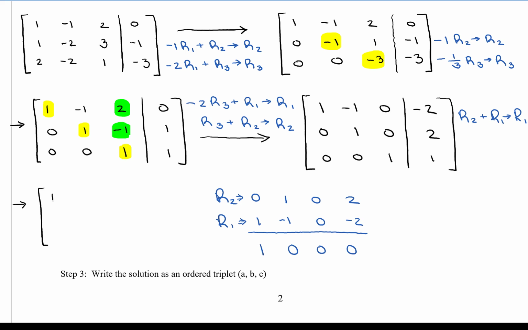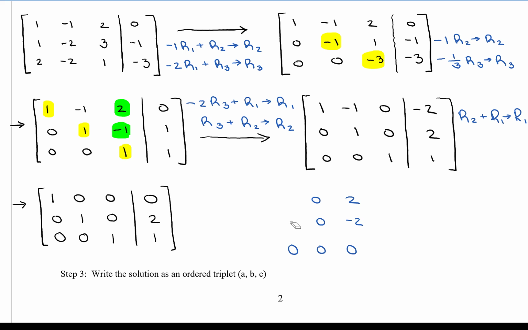1, 0, 0, 0. My row 2 is 0, 1, 0, 2. My row 3 is 0, 0, 1, 1. Now I'm going to close my square bracket, and I'm going to draw my little vertical line segment here separating my coefficient matrix from my constants. And now I'm going to erase the work that I just showed so that I can go ahead and write my solution. So this basically means x equals 0, y equals 2, and z is equal to 1.